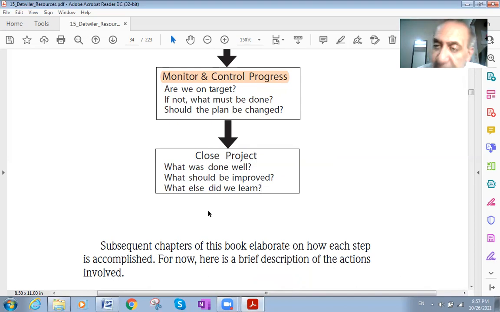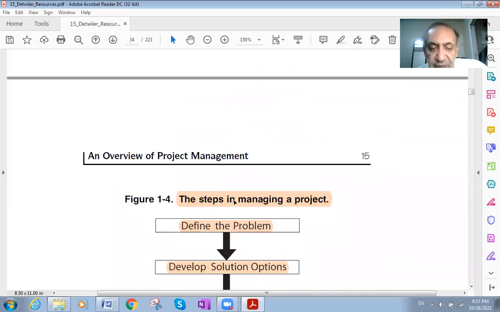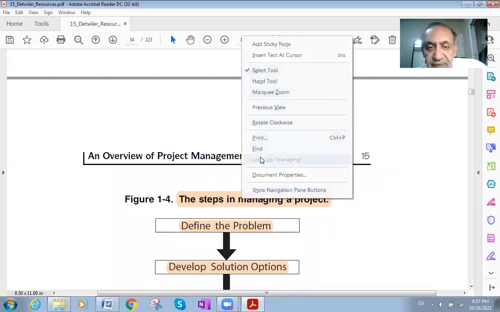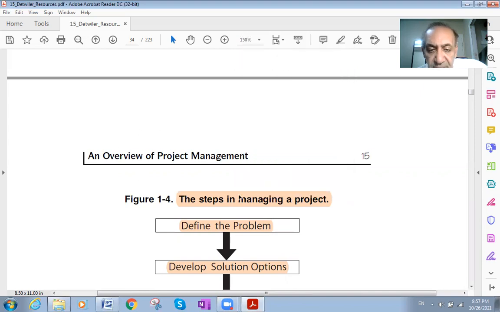In closing the project, you have already delivered the project to the end user, and you still have those questions for yourself as feedback. What was done well? What should be improved? What else did we learn? Those are the things you care about. And those are the steps of managing a project. And this is a very important question. Steps for managing the project.